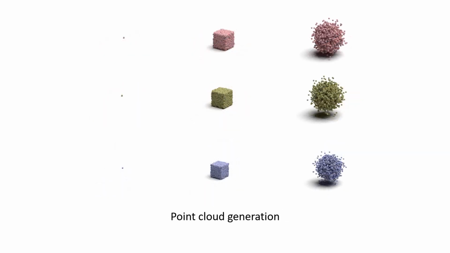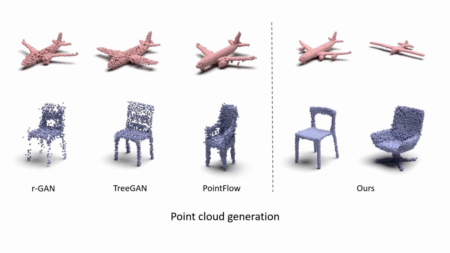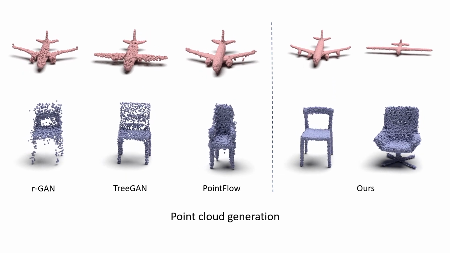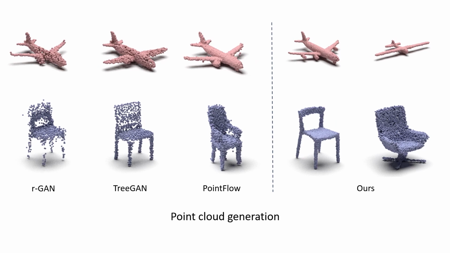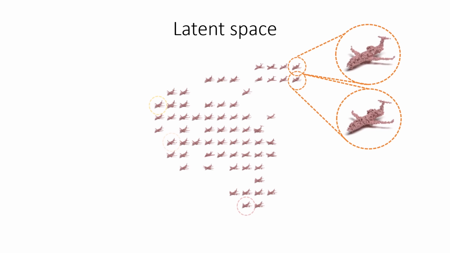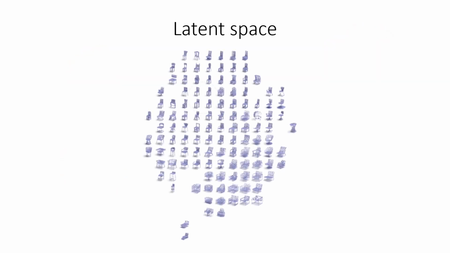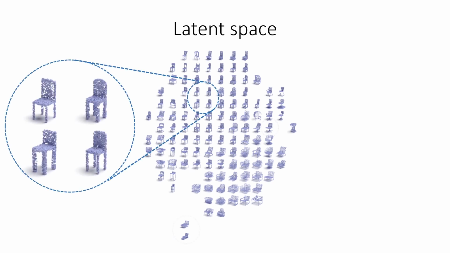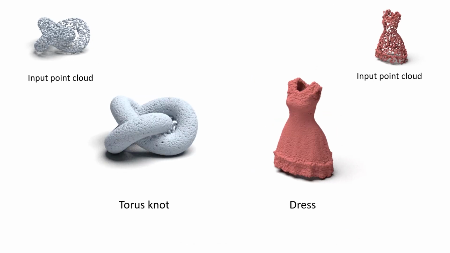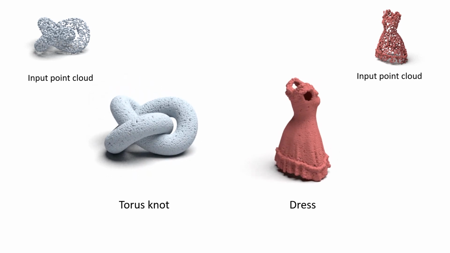We show some examples of generation results on the airplane, car, and chair categories. Generation results from r-GAN, T-GAN, and PointFlow are illustrated on the left for comparison. Looking at our learned latent space, nearby shapes are similar, while faraway shapes exhibit larger differences, which demonstrates that the model is able to construct a reasonable latent space for shape generation. We also show that our model can work on shapes with complicated topology and shapes from non-watertight meshes.